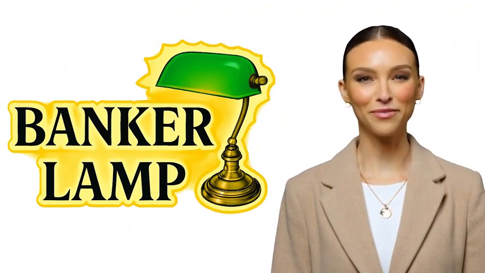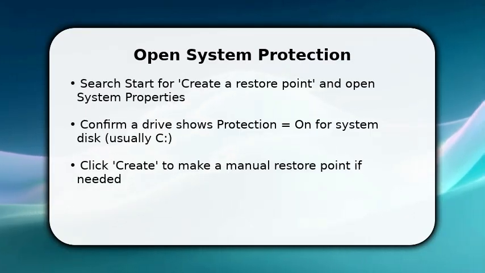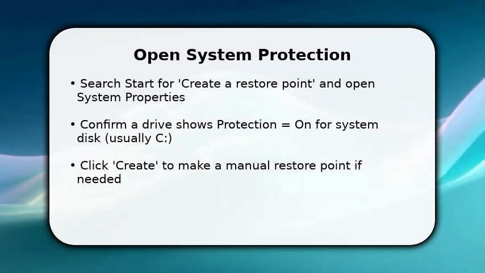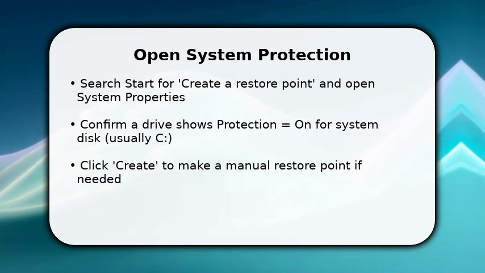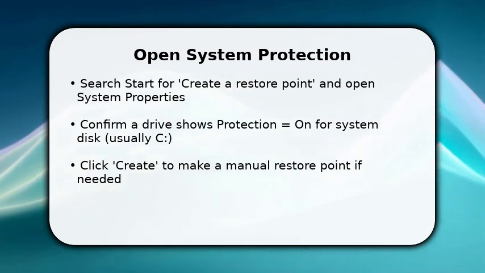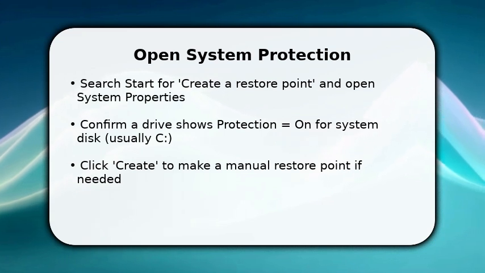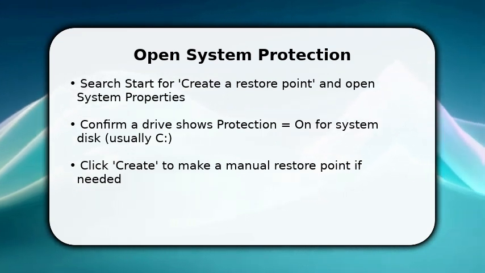Please enjoy the video. You're starting in System Properties to find restore points quickly. First, type Create a Restore Point into Start and open the System Protection tab. You'll see available drives. Make sure the system drive shows protection is on so restore points exist.